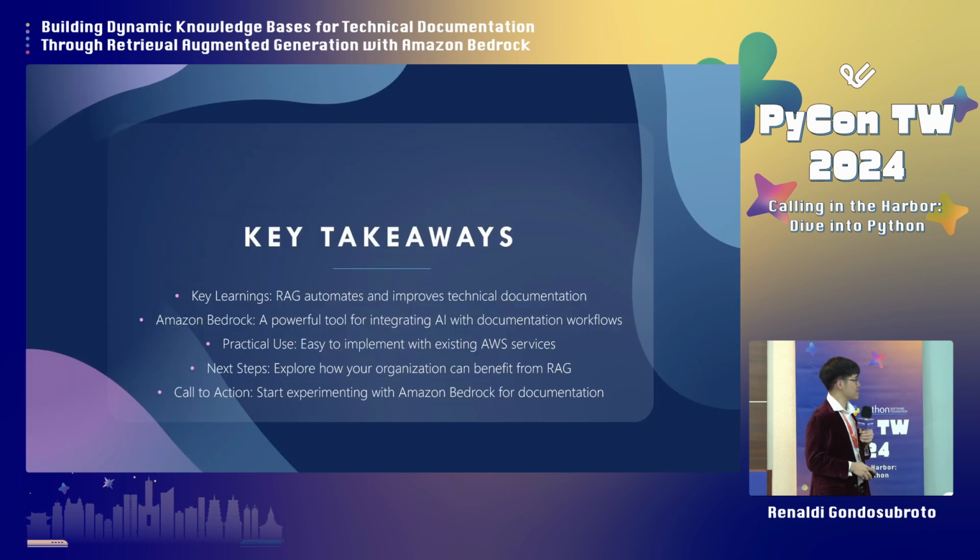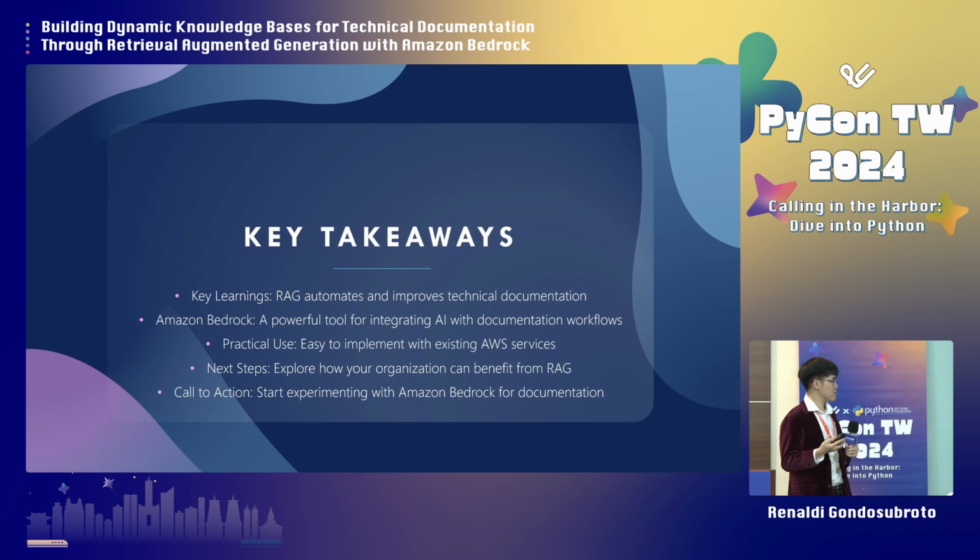So key takeaways, I feel like RAG will essentially automate and improve technical implementation to an even higher degree. Bedrock is a really powerful tool for integrating AI within documentation workflows. It has a very practical use. It's very easy to implement with existing AWS services if you're currently using them. It's great for exploring how your organization, or you yourself, can benefit from RAG in creating different testing workflows. And really just start experimenting with Amazon Bedrock for documentation because it's a really powerful tool.